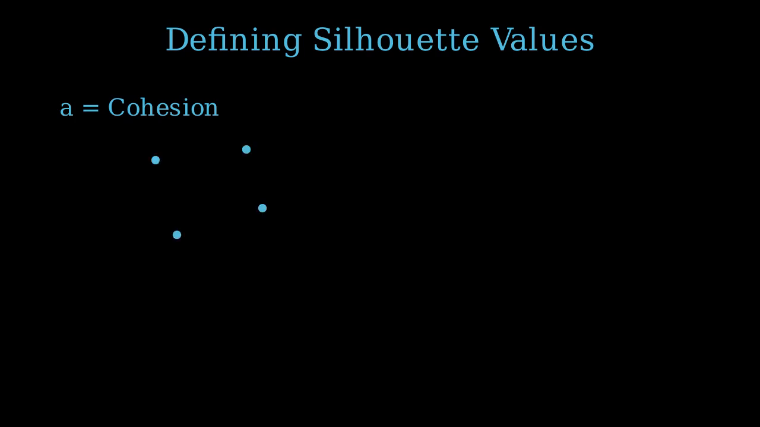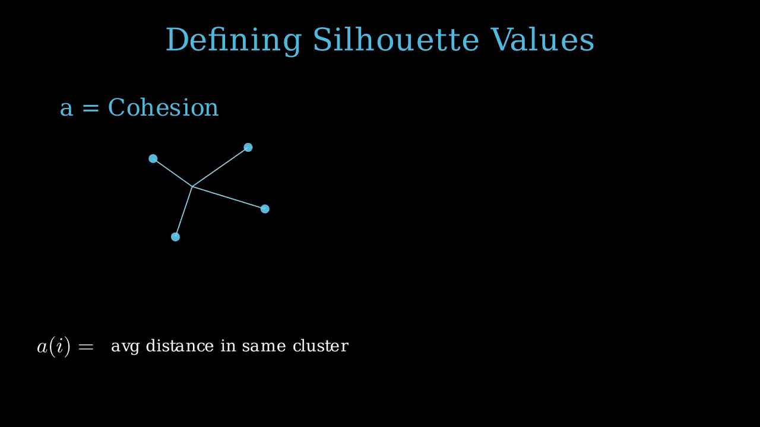To understand the math, we first need to define two specific values for every single data point in our set. The first value is called A, which represents cohesion. We calculate A by finding the average distance between a specific point and every other point within that same cluster. If A is a small number, it means our point is very close to its neighbours, indicating a dense, well-formed cluster. The second value is B, which represents separation.